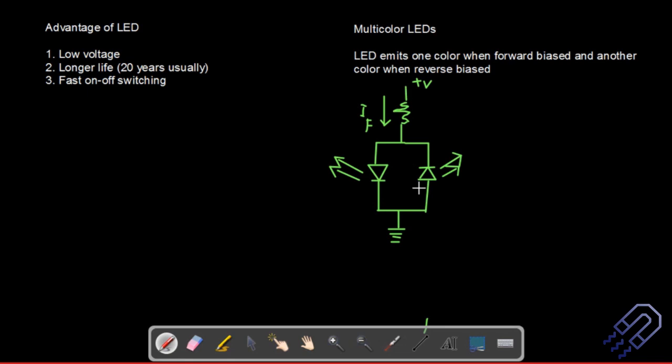Okay. Now what we do is, imagine I'm doing it very fast. So I'm switching from plus V to minus V, plus V to minus V very fast. What will happen is both of these lights will be coming out. And then if it's red and green, probably we'll get a yellow light out of it. So these two LEDs can give rise to a third color, which is also possible.